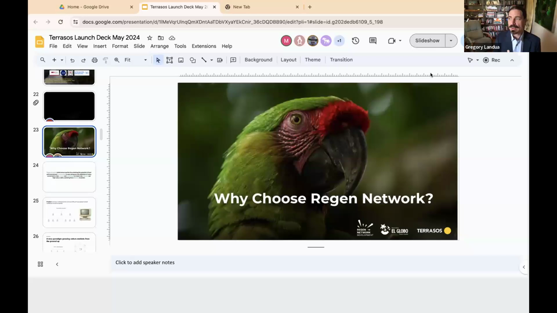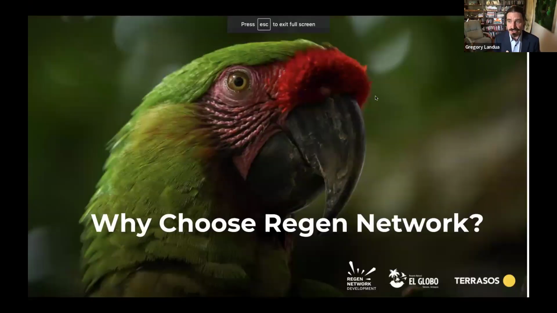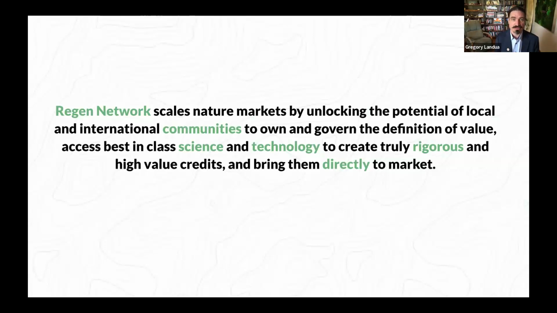As Mariana mentioned, some of the core reasons for blockchain at this intersection are really around data transparency, governance, democratization. Regen Network's mission is to help scale nature markets by unlocking the potential of local and international communities to own and govern the definition of value and access best-in-class science and technology in order to create truly rigorous and high-value credits and bring them directly to market in a disintermediated way, exactly as we're doing with Terrasos. So it's really a dream come true to have this partnership. You can go to the next slide.